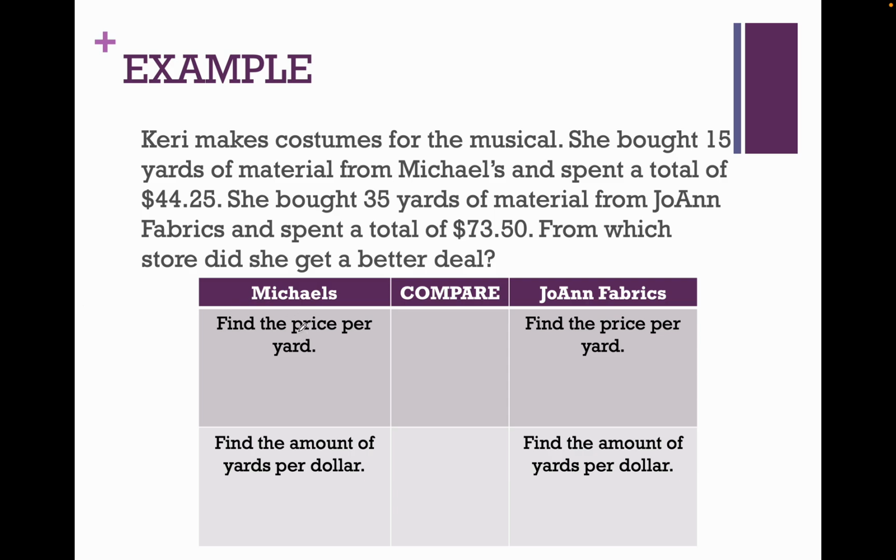The first thing I want you to do is find the price per yard for both Michaels and Joann Fabrics. So taking the price for each and dividing it by the number of yards for each. So price divided by yards. Calculate that first.